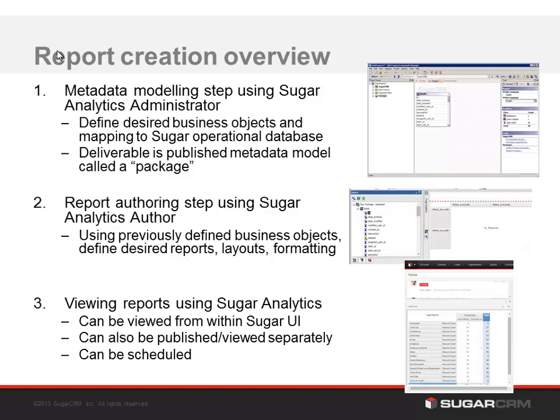So when I say business objects, I mean things like the representation of an opportunity, or the representation of an account, or in the example we're going to use, the representation of leads, a lead or leads. Those are all examples of business objects, business entities, which under the covers are represented by various tables and columns in the Sugar operational database. But at this part of the process, we're concerned primarily with the actual metadata model and the business definition of a lead or an opportunity or an account or whatever the business object is.